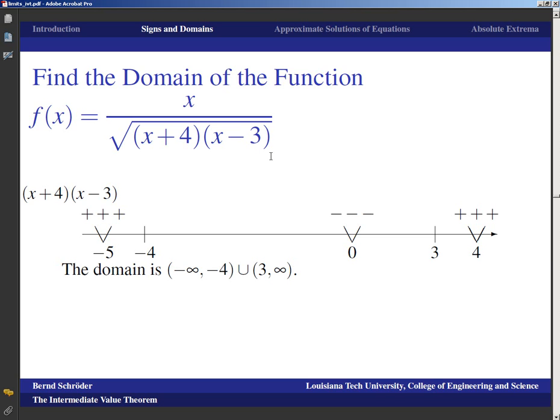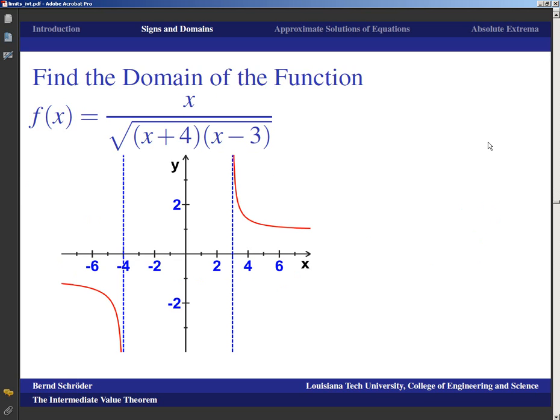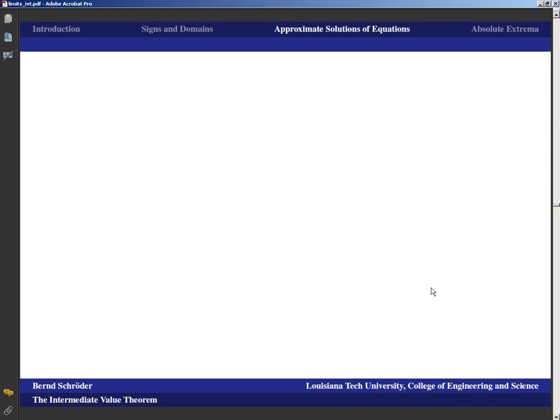If they had been included, if this had been the reciprocal, let's say, then we could have included negative 4 and 3 in the domain. And again, we can double check that. Negative 4 to 3 in a plot of this function, which has a branch here and a branch here and nothing in between, that is excluded from the domain, just as our computation predicted.